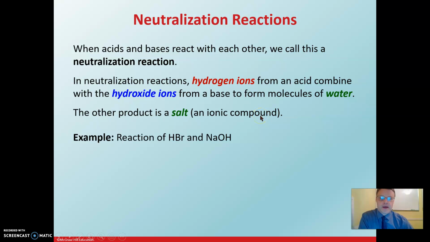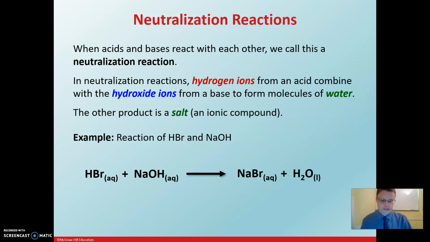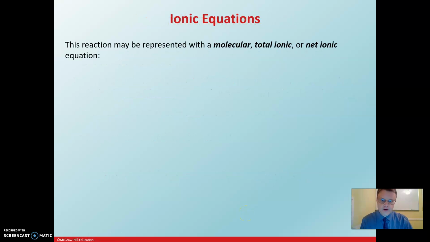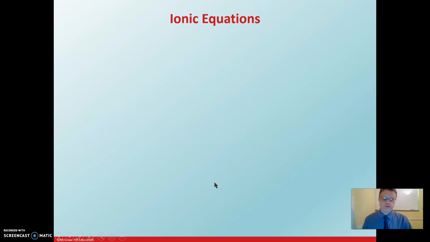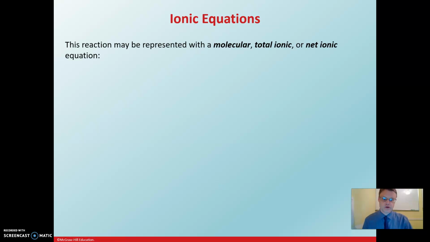An example of this would be the reaction of the strong acid hydrobromic acid with the strong base sodium hydroxide. Here we have our acid and our base, and they react to form water and sodium bromide, which is our salt. What we've shown here is a balanced chemical equation for the neutralization reaction. But we can also represent this with what are called ionic equations.